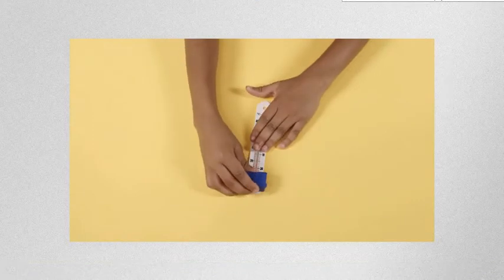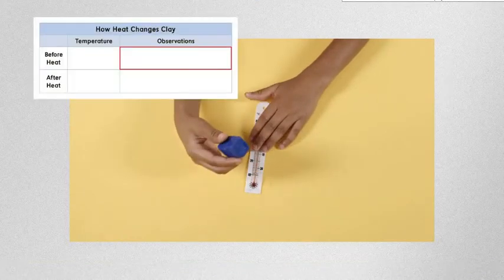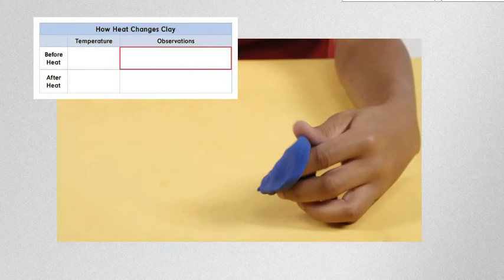Carefully remove the thermometer from the clay. Observe the clay. Record other properties of the clay in the table. What does the clay look like? What does the clay feel like? When you're finished recording, select Continue.